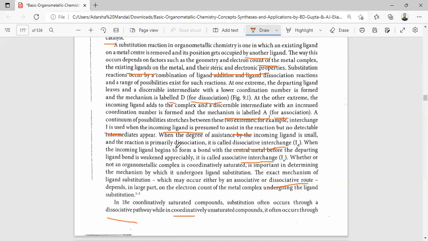Here the substitution reaction occurs via the first departure of a ligand, then the new ligand is attached to the metal center. And another type is the interchange mechanism, which occurs when the incoming ligand is presumed to assist the reaction, but no detectable intermediates appear.